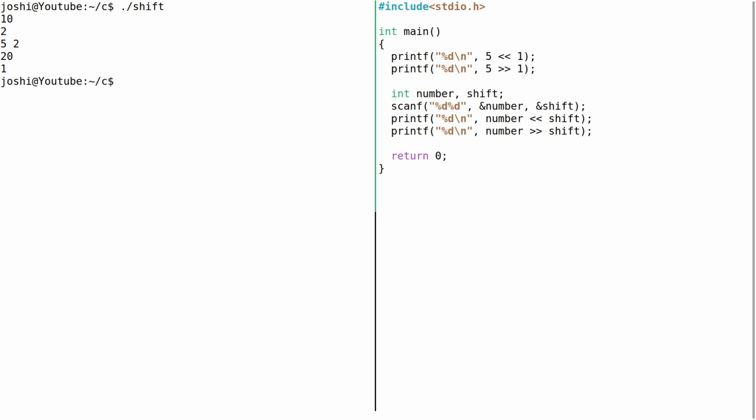So in this way we can make use of shifting operators, but one thing you should always remember, shift the integer only by that many bits which does not result in moving of bits beyond its limit.